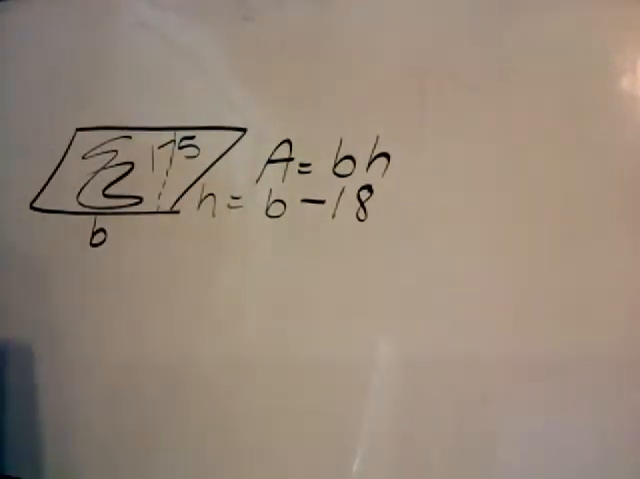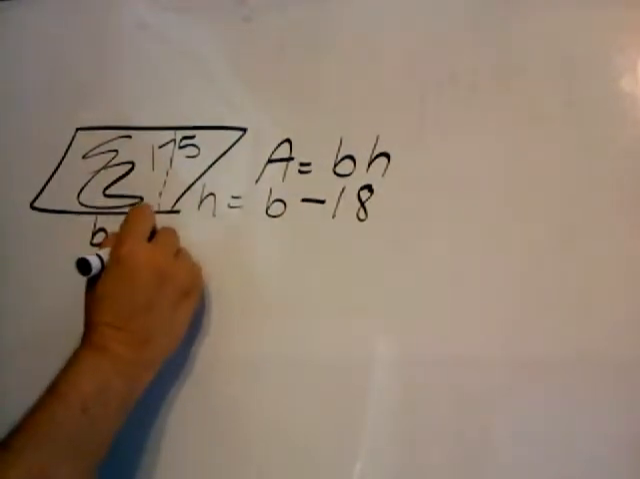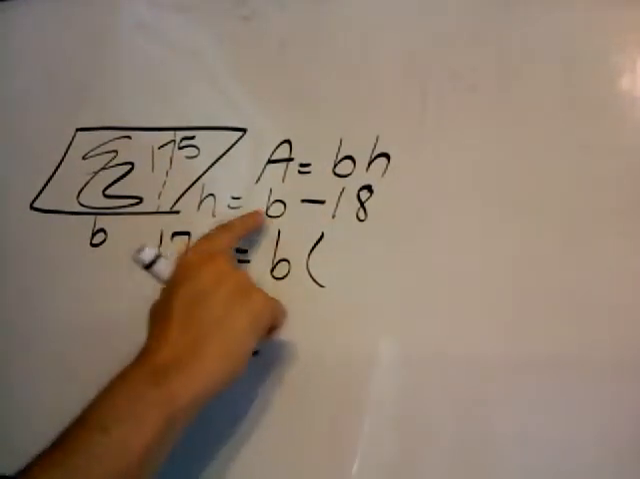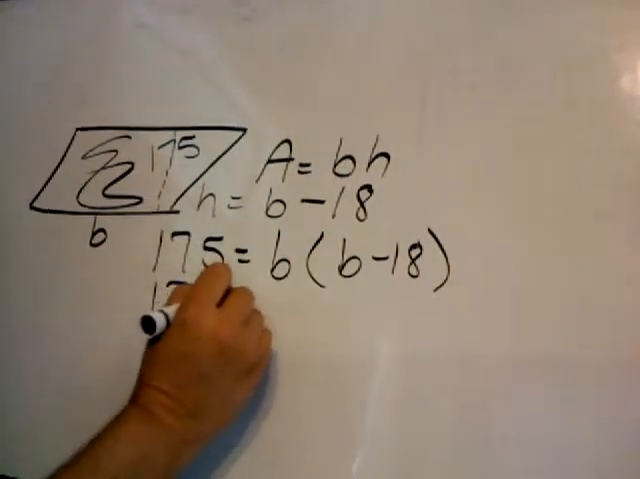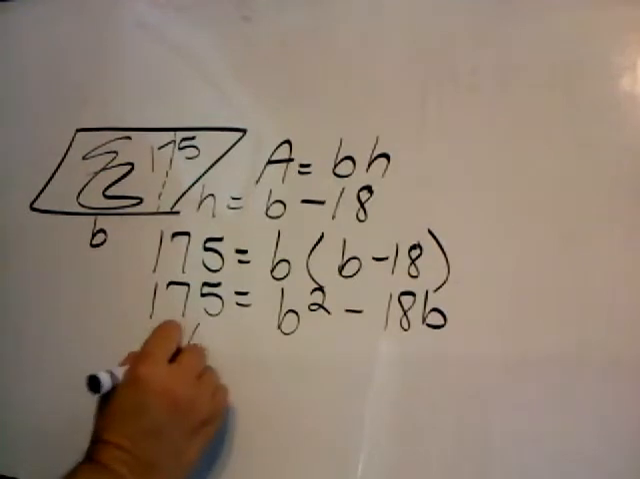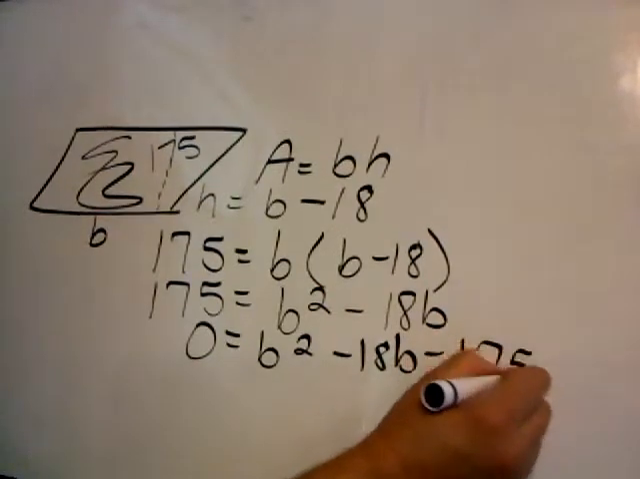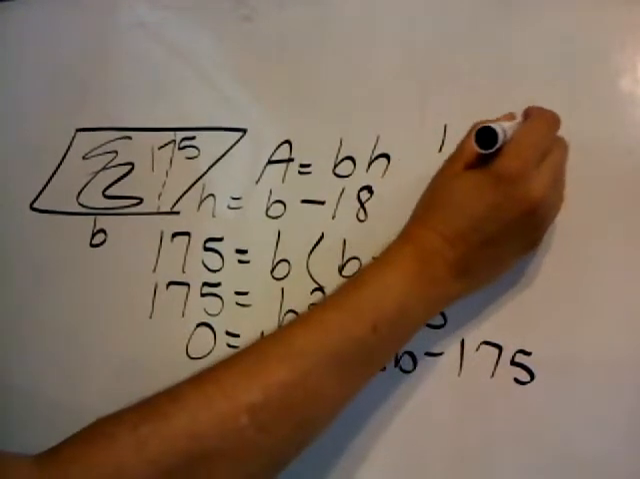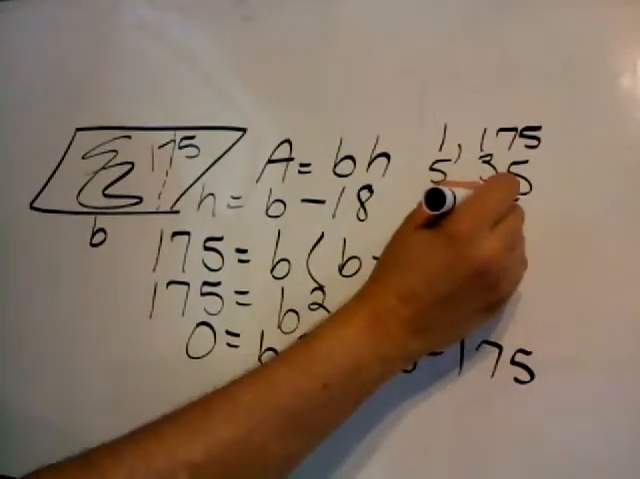So again, I can set it up very similar to the previous problem. Area, which I know is 175, equals base, which is B, times my height, which is base minus 18. Then I just solve a quadratic equation of B squared minus 18B. I need to move over my 175, which gives me negative 175. I need the factors of 175, which are 1 and 175, 5 and 35, and 7 and 25.